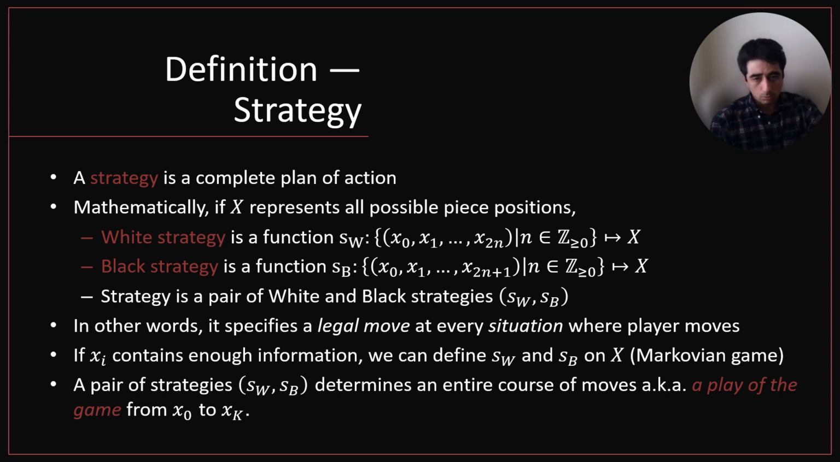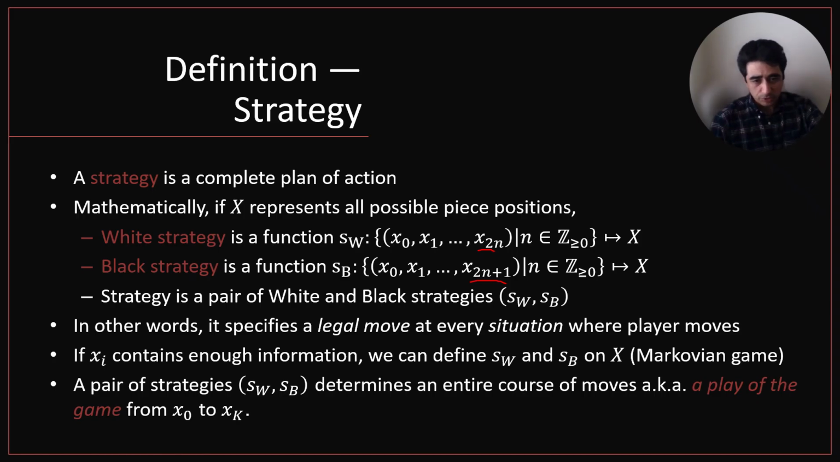You may say, why do we have 2n here and why do we have 2n plus 1 here? The answer is the white strategy only dictates the white moves, so you need to have 2n positions or 2n index in the last position before you make a move with white. And for black, you need to have a 2n plus 1 index of piece position before you make a move. That basically means the turns are alternative, and that's why this is the definition.